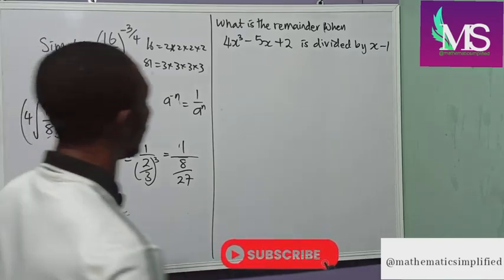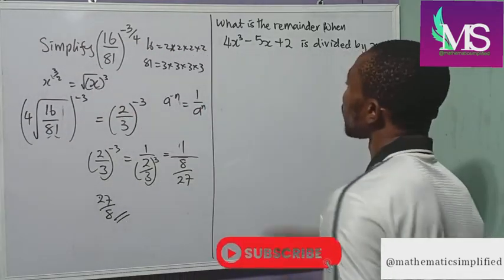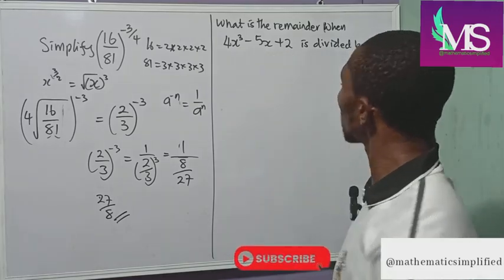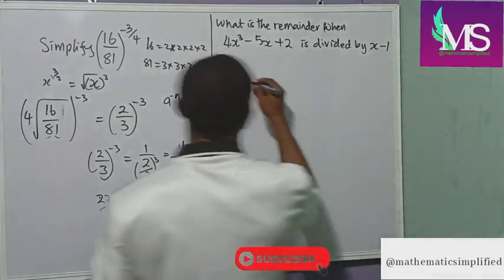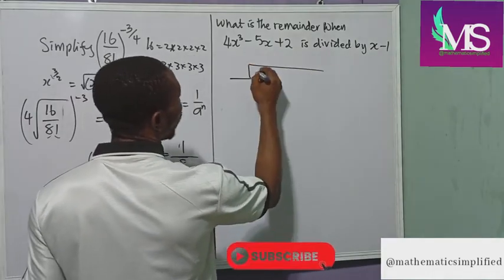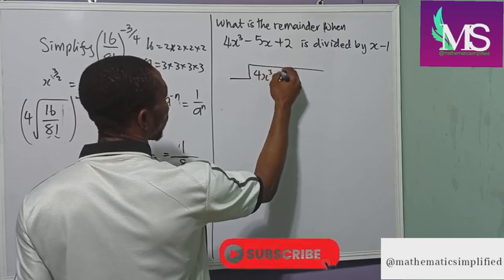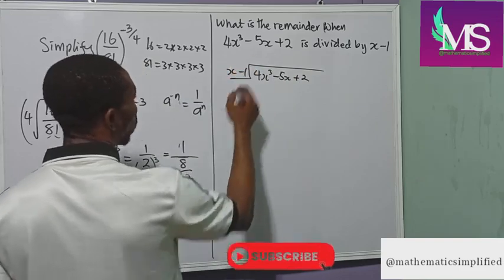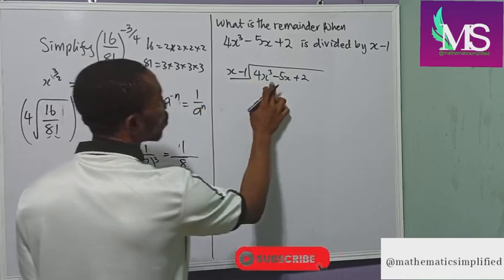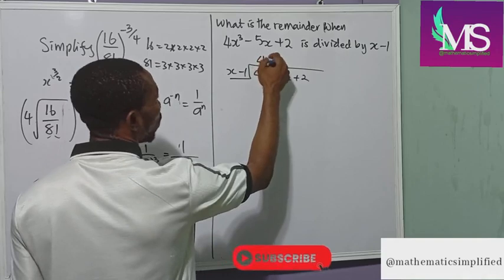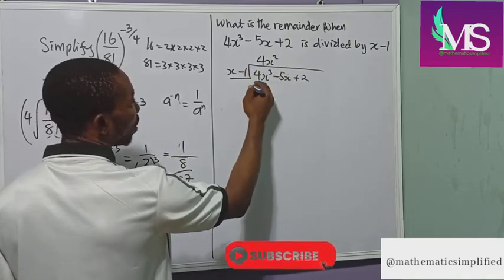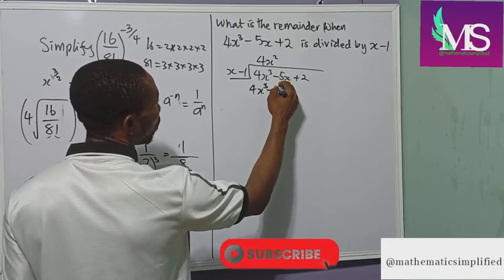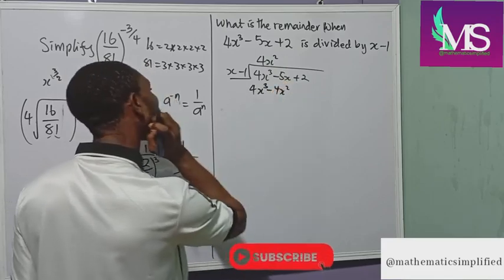Now, for our next question, it says, what is the remainder when 4x cubed minus 5x plus 2 is divided by x minus 1? Now, for us to do this, we have 4x cubed minus 5x plus 2 divided by x minus 1. Now, x into this will cancel out, leaving us with 4x squared. 4x squared times this will give us 4x cubed minus 4x squared.